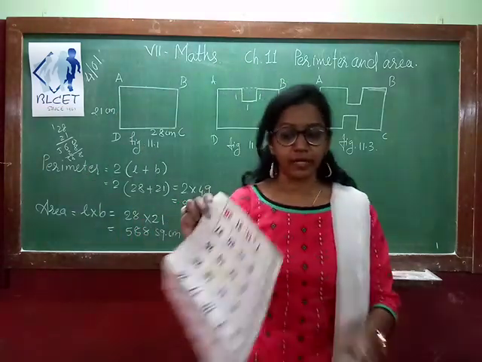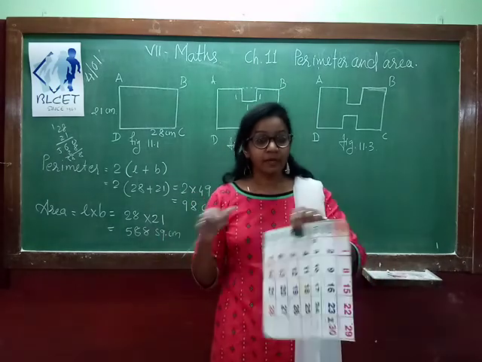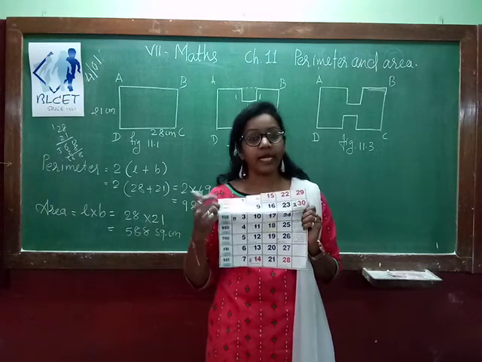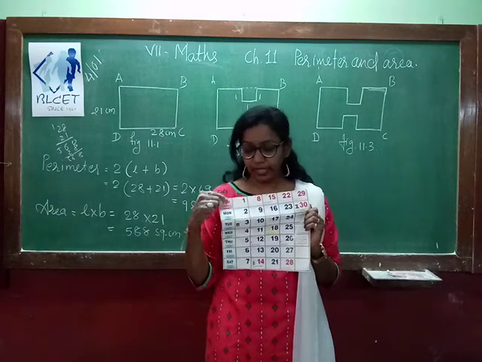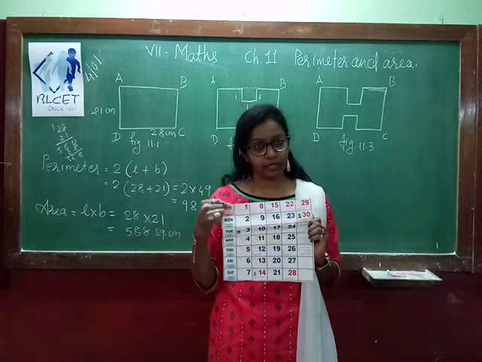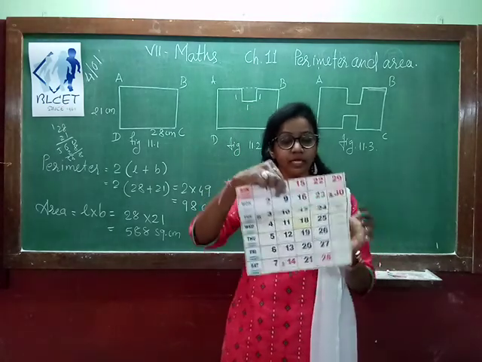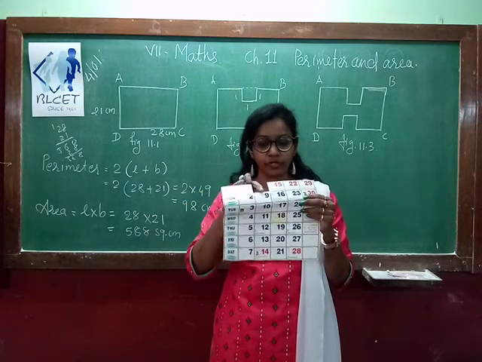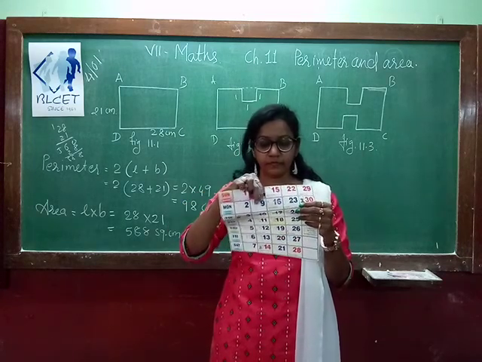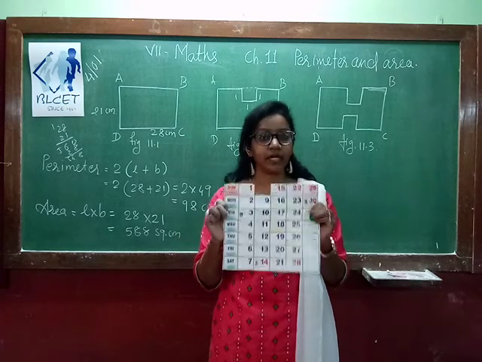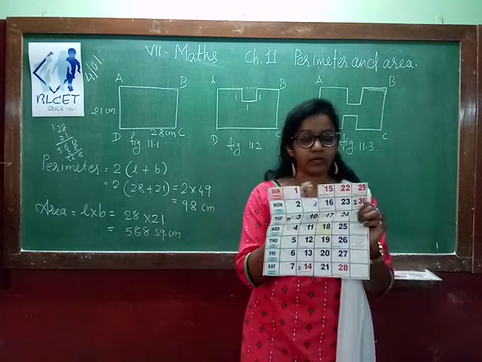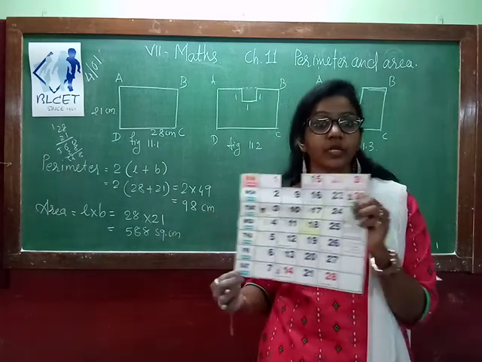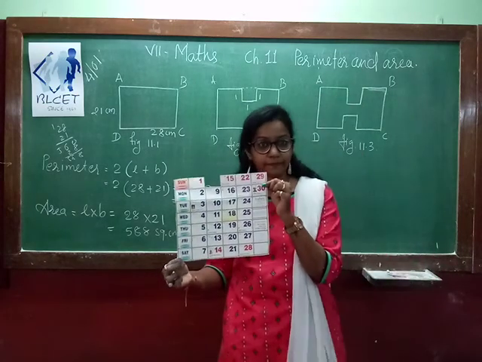Suppose you have this paper, calendar. Why should I take a calendar? Because this calendar is already divided into small square boxes, that you can consider the area of each one as 1 square centimeter. So this is the full area now. But if I remove this portion, then that much area will be reduced. Got my point? Total 1 square centimeter area will be reduced from this total page.